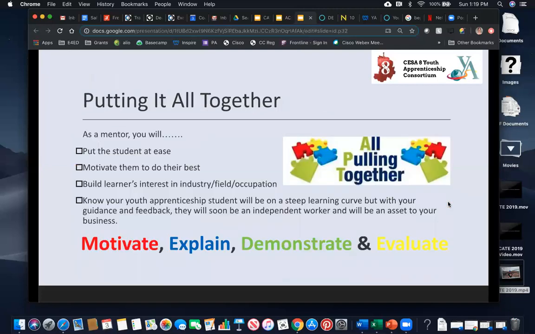So to put it all together, as a mentor, the most important things you're going to do are to put your student at ease. You're going to motivate them to do their best. You're going to build learners' interest in your particular industry or field or occupation. And you're going to know your youth apprenticeship student will be on a steep learning curve to start, but with your guidance and feedback, they will soon be an independent worker and will be an asset to your business.